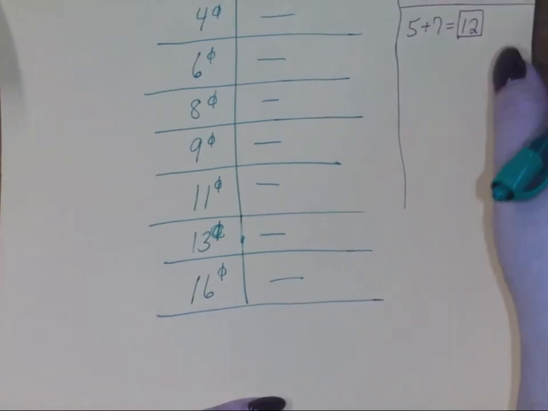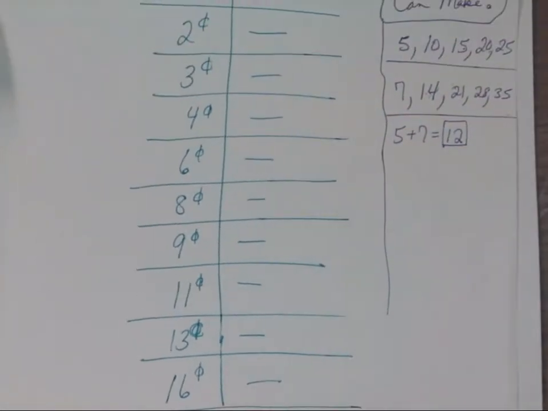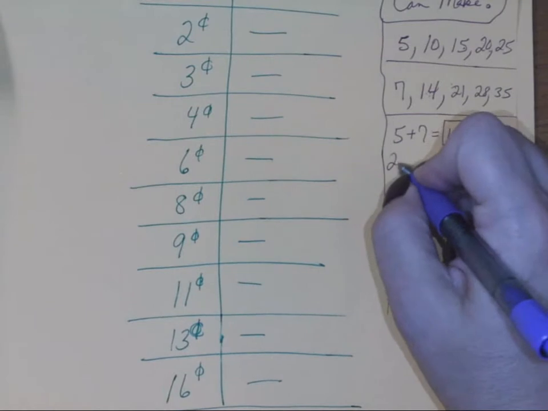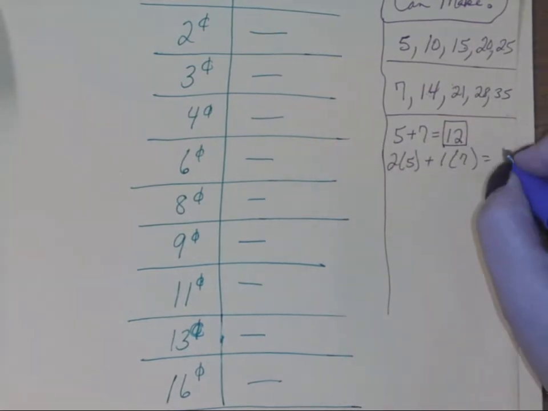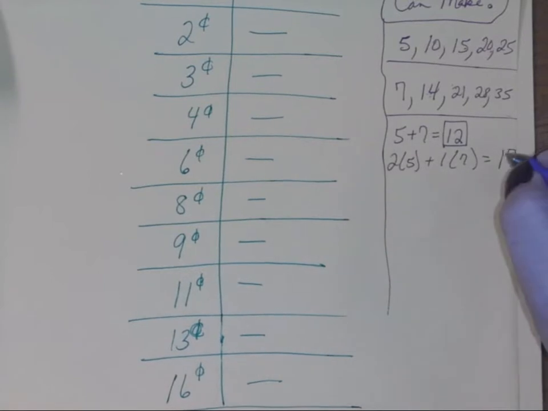Oh, I actually just did the 17 for us, right? 2 groups of 5 plus 1 group of 7. That's 17. Everybody agree?